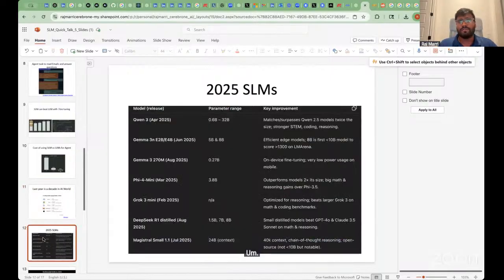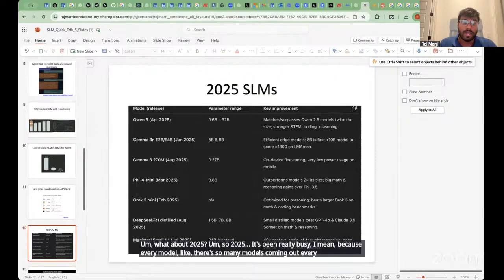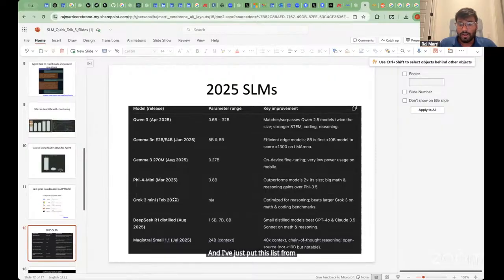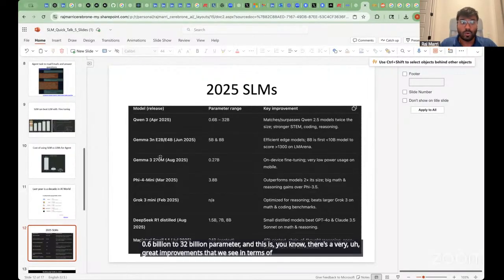What about 2025? 2025 has been really busy. There are so many models coming out every month, and I've put this list together from ChatGPT. I used agent mode in ChatGPT to do all this research. If you see here, Qwen 3 is from Alibaba. Qwen itself is really providing great models, from 0.6 billion to 32 billion parameters, with great improvements in reasoning and coding. Gemma 3n E2B is a model from Google.